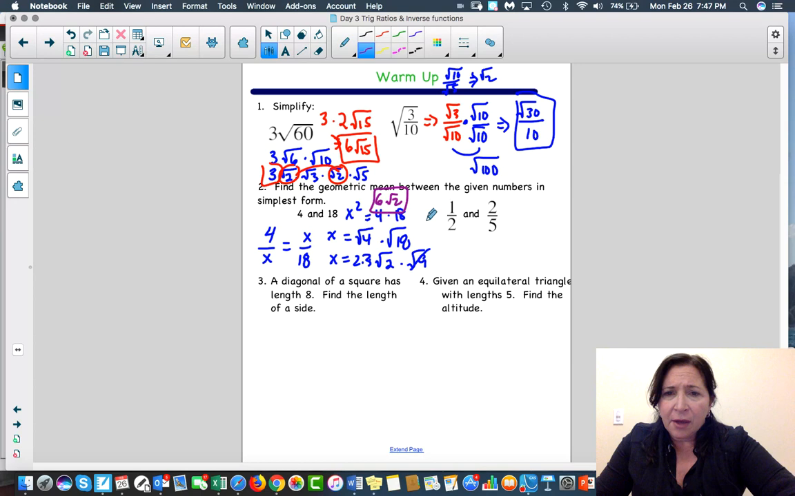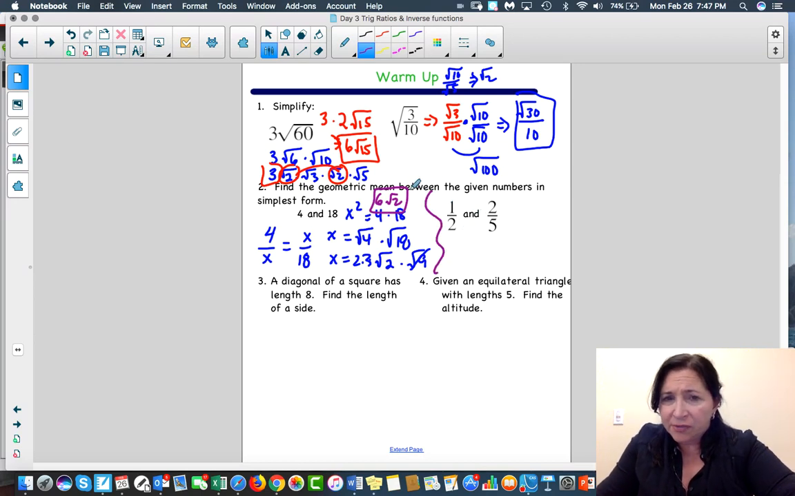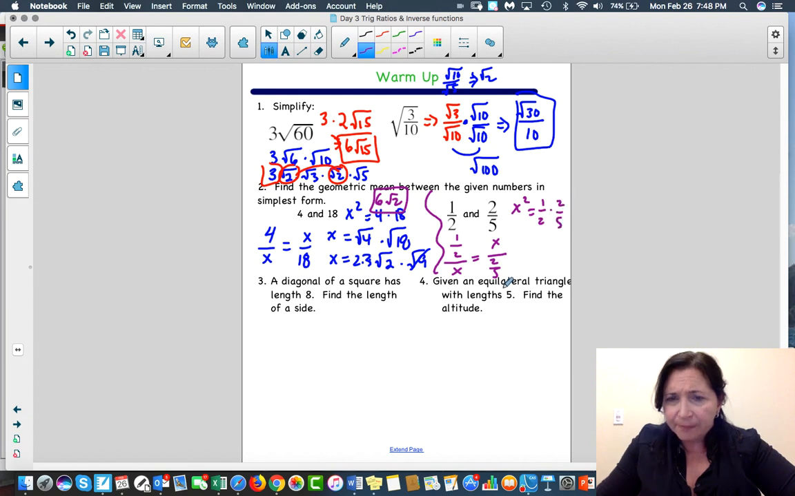Okay. Now this one on the right, it's 1/2 and 2/5, and I'm still trying to find the geometric mean. So for this one, I'm going to go 1/2 is to x as x is to 2/5. Now I don't have a lot of room here, so I'm going to try to write small, but this is going to be x squared because I'm going to multiply across x times x, and that's going to equal these two numbers here, which is 1/2 times 2/5.